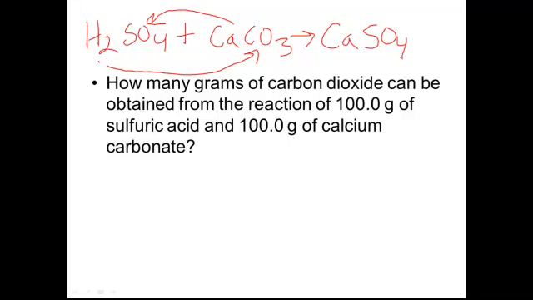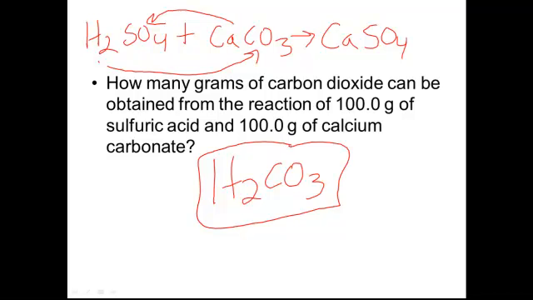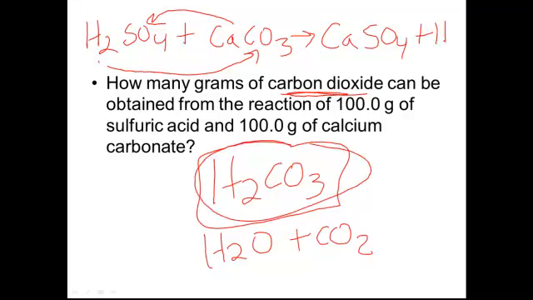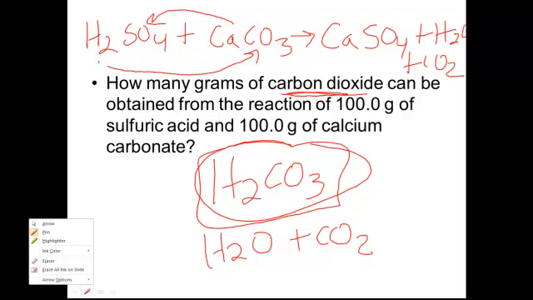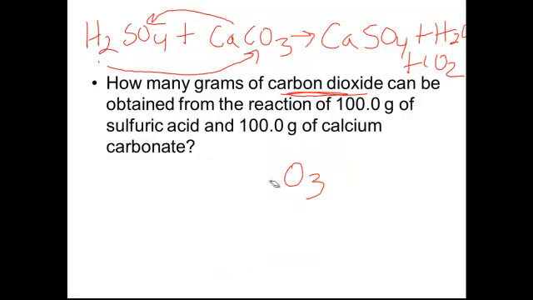Now in this case, and I'm not sure we've talked about it in this class, but when H2 goes with CO3, what it should make is H2CO3. When you form H2CO3, though, what you really do is break that apart and make water and carbon dioxide. So that's where that carbon dioxide comes from. So instead of H2CO3, what we write is plus H2O plus CO2. And then we can answer the question that they're asking us.